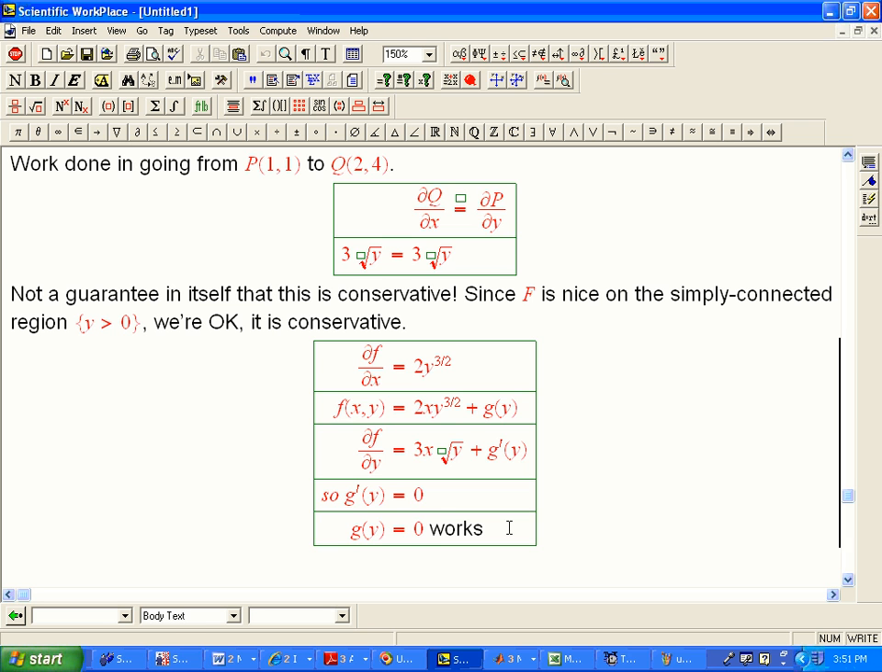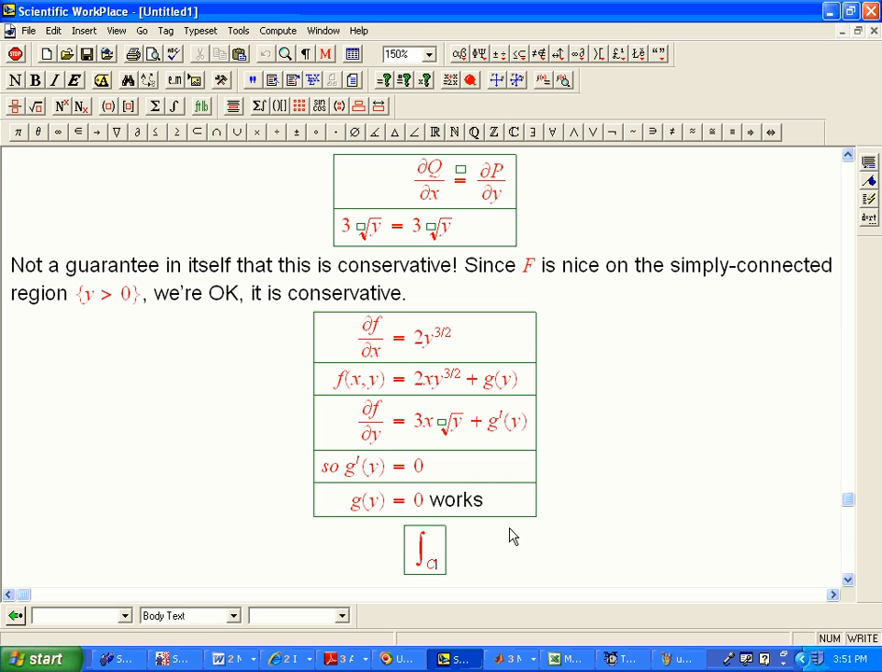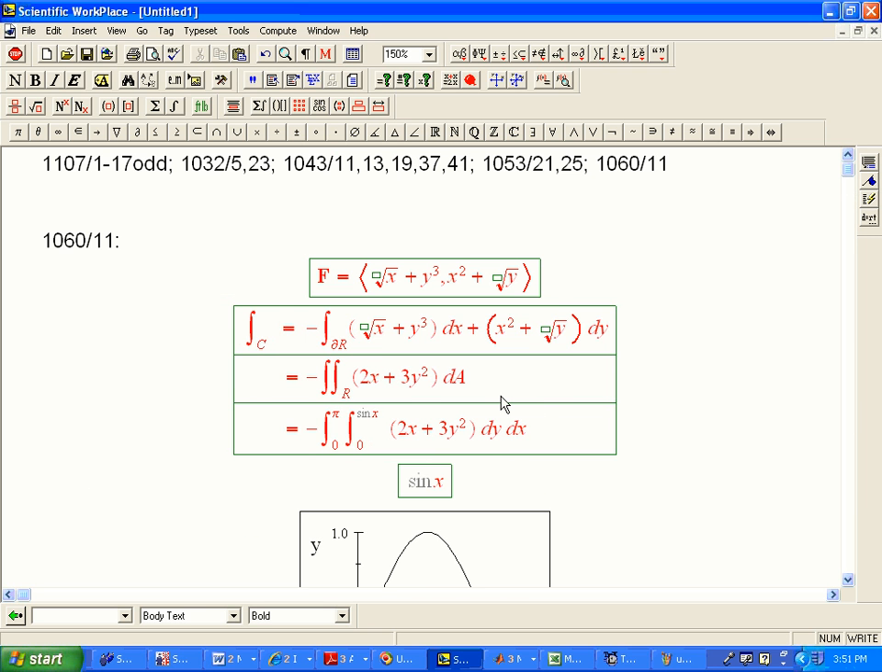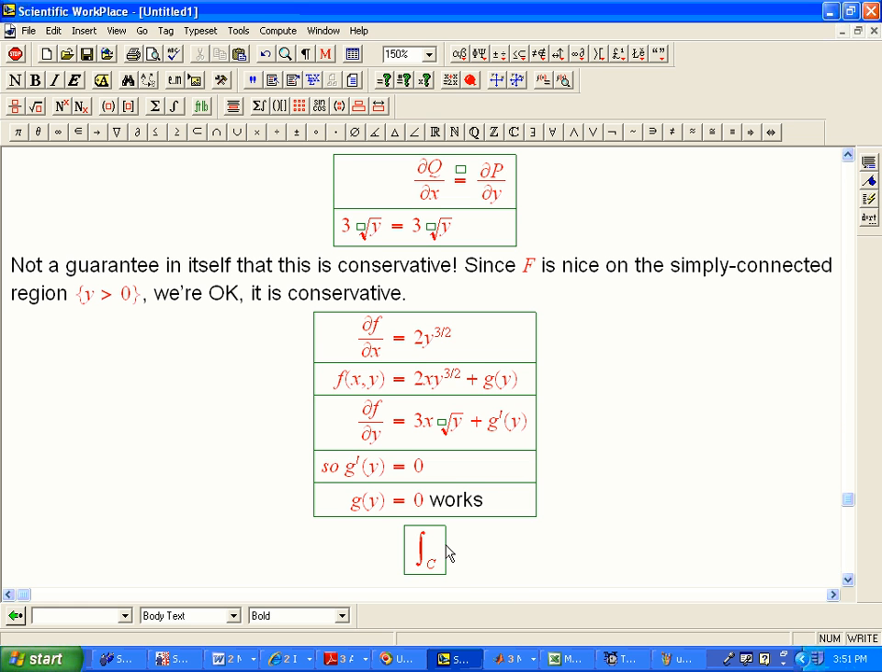Okay, so the integral over the curve of F dot dr, that work integral, is going to be just f of (2, 4) minus f of (1, 1). This is our f, right here, and g of y was 0. And so it's just going to be 4 times 8.